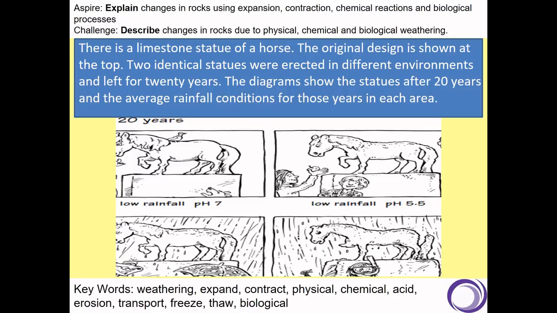The bottom pictures, on the other hand, show the same pH of rain, pH 7 on the left and pH 5.5 on the right, but where there's been much, much higher levels of rainfall. And you can see how much difference there has been in the actual statues over that 20-year period. And that is because the acid in the rainwater actually reacts with the limestone and gradually dissolves the limestone, forming other chemicals, and so eroding away at the statue.